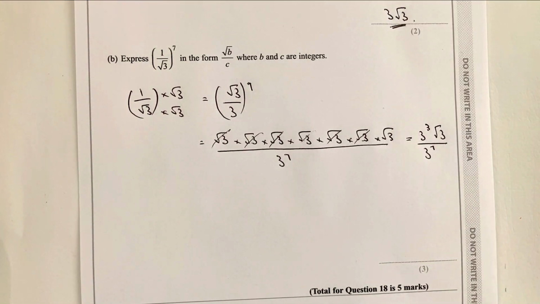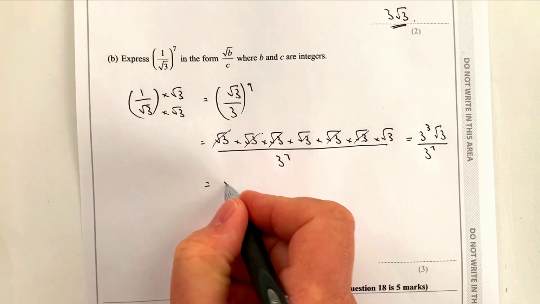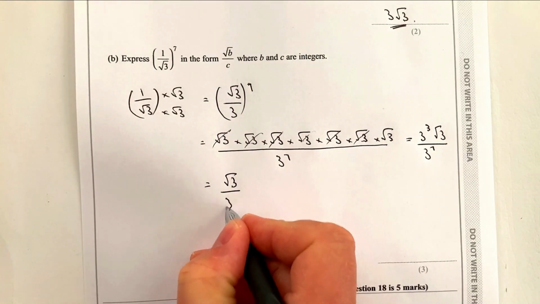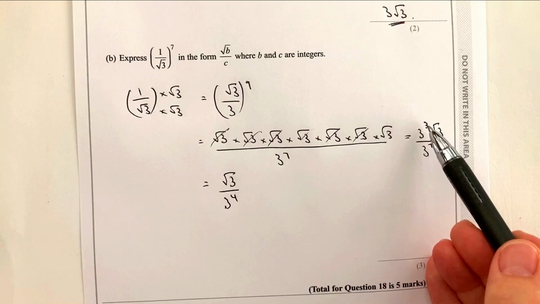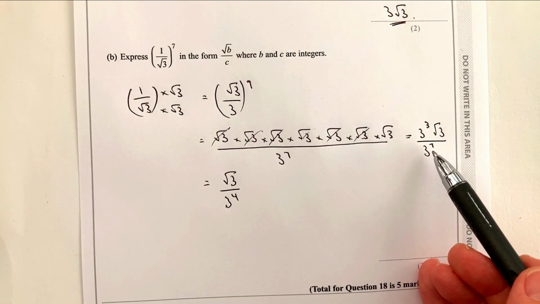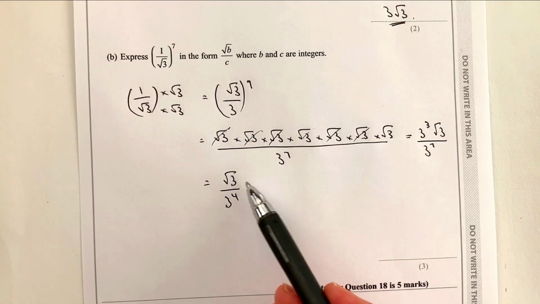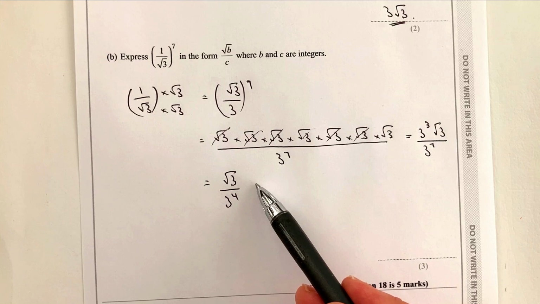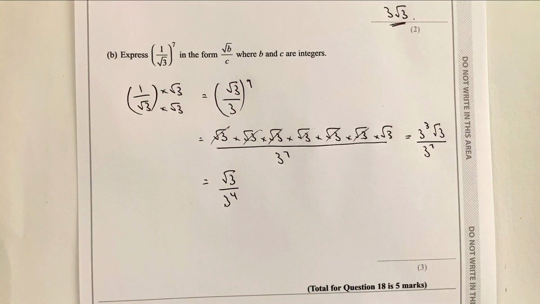Okay, so that's actually going to be the same as, if I write it over here, root 3, and I'm going to put 3 to the power of 4 at the bottom, because 3 take away 7 is going to be 4. Now because it's at the bottom there, if I wrote this at the top, it would be 3 to the power of minus 4. Okay, but because it's in the denominator, I can still write it as a positive number.